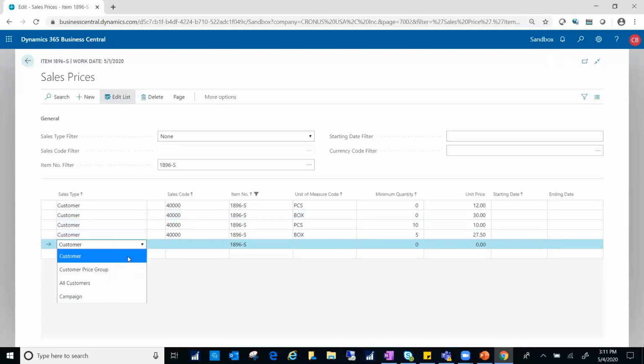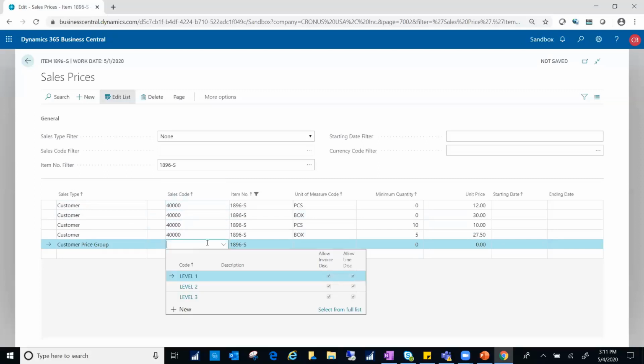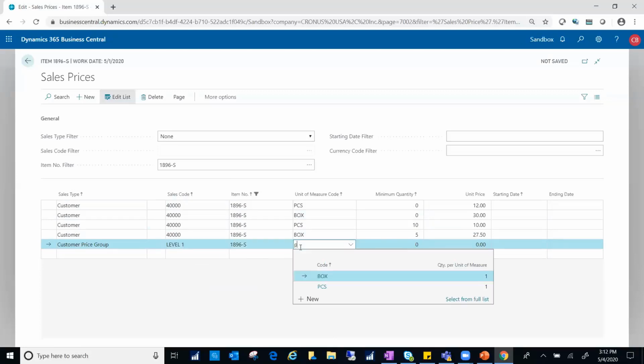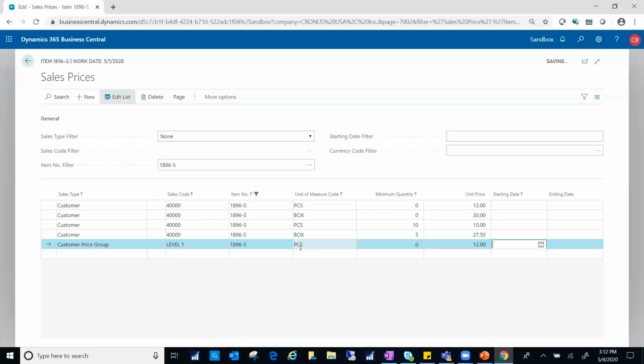Let's look at customer price groups. If I don't want to be customer specific, I could set up a customer price group. And here, I have levels. So I could set up based on a customer level. So if I have customer level 1, I'm going to apply this level to the customer record. We'll see that in a few minutes. That buys this item, a piece of it. And again, I'll leave it at zero. And for level 1, we'll stick to $12.